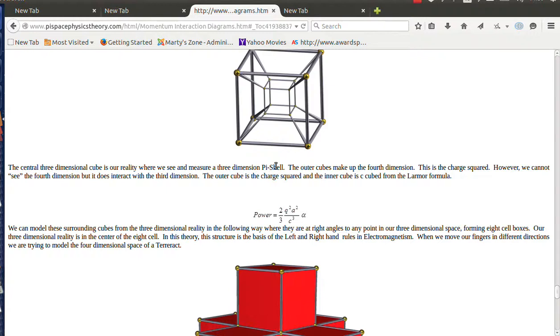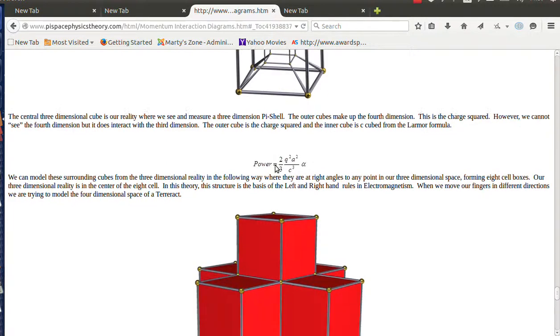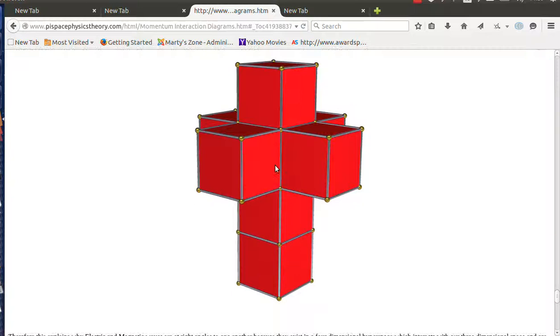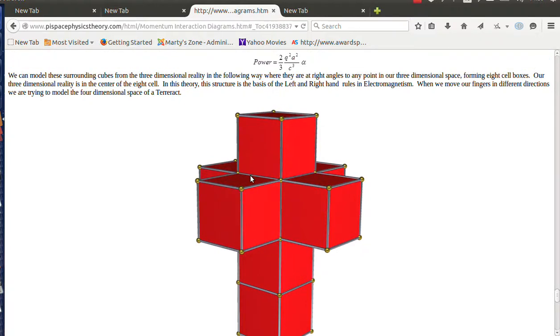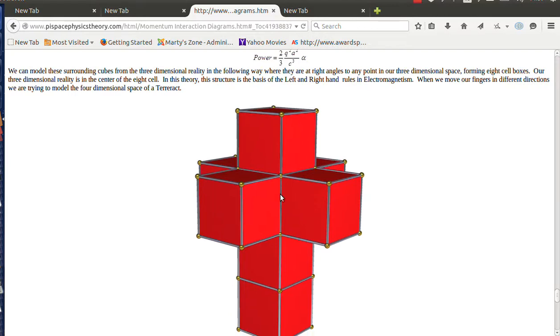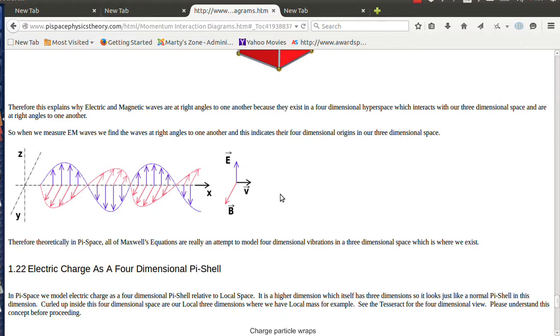Now, how does the tesseract manifest itself in a three-dimensional reality? The idea is pretty simple. Inside this diagram, there's an inner cube, which is our three dimensions, and around it are these additional higher dimensions. But we adopt a shared dimensions approach, and all that really means is that each of these boxes has its own three dimensions, and some of the dimensions are shared with the inner three dimensions, which are our dimensions. Because of that, we see things at right angles.